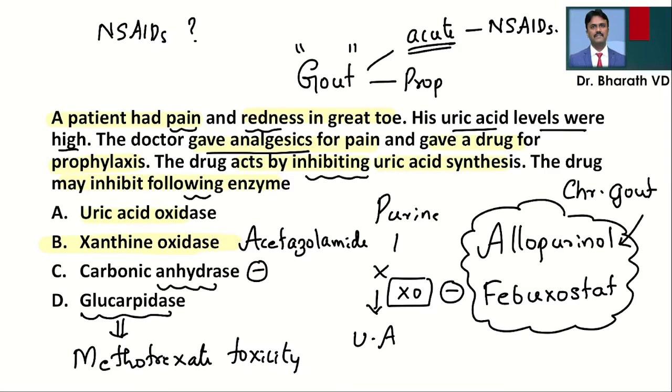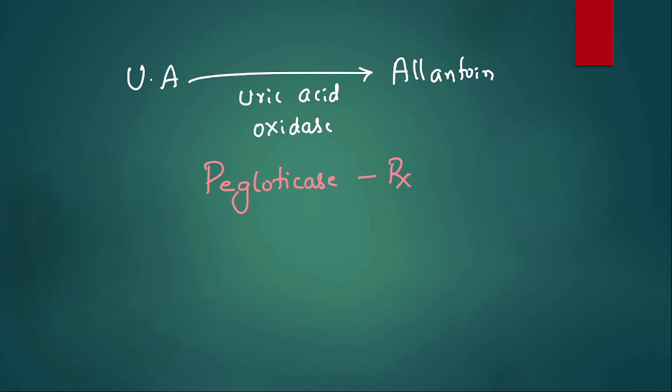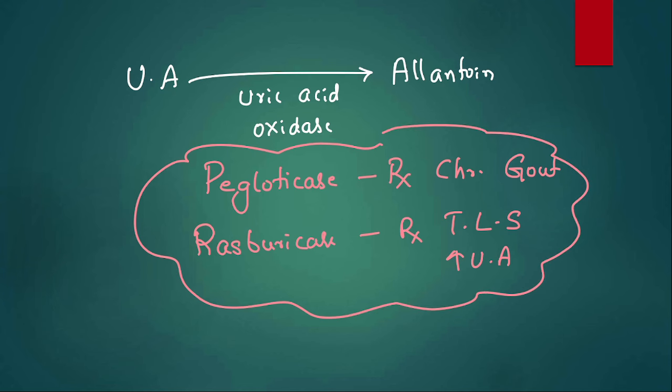Then what is this uric acid oxidase? In humans, uric acid is thrown out in the urine, but in birds, uric acid is converted into allantoin. This is done by the enzyme uric acid oxidase. Humans don't have this enzyme, so we made the enzyme. The name of the enzyme is pegloticase. Pegloticase is approved for chronic gout. And one more is rasburicase. This is used to manage tumor lysis syndrome, where there is an increase in uric acid. So these are the enzymes used for managing chronic gout and tumor lysis syndrome.